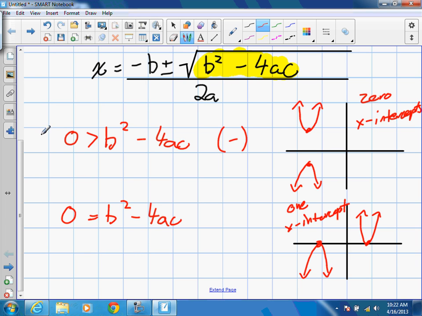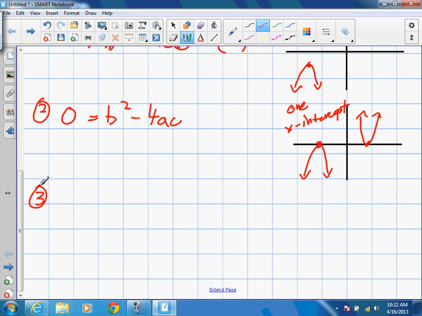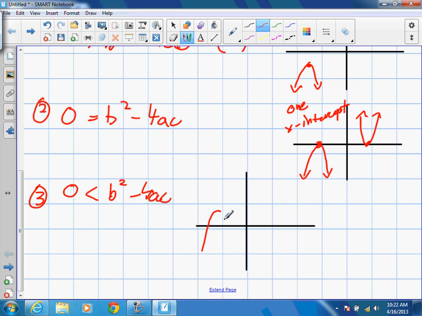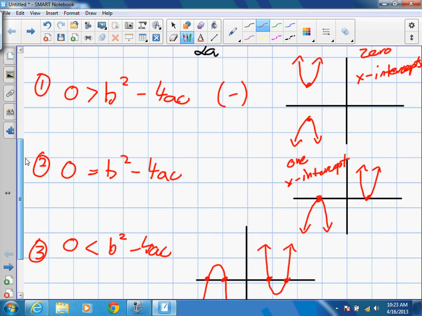So here's case 1, case 2, and finally we'll do case 3. This is when the discriminant, b squared minus 4ac, is larger than 0. In this example, how many x-intercepts do you think we're going to have? 2, exactly. Maybe we have something like this, where it crosses the x-axis twice. Can I have any other options? Can I have more than 2? No. Can I have less than 0? No. So these are your only 3 cases with quadratics when you're graphing them. You either have 2 x-intercepts, 1 x-intercept, or no x-intercepts.